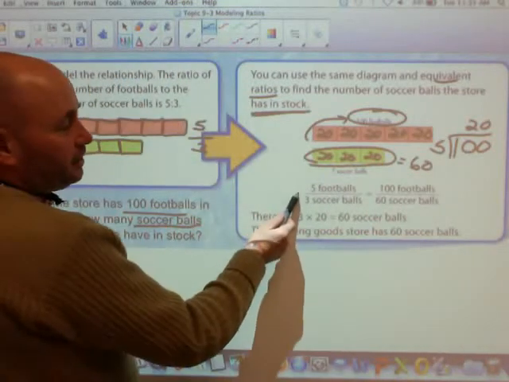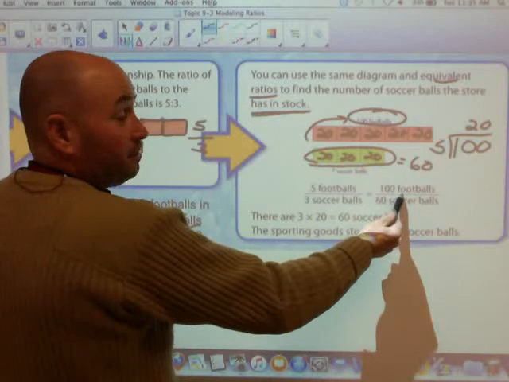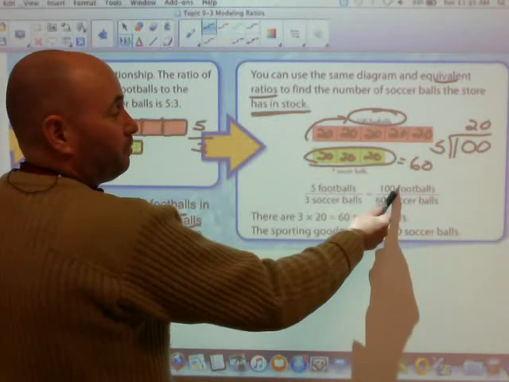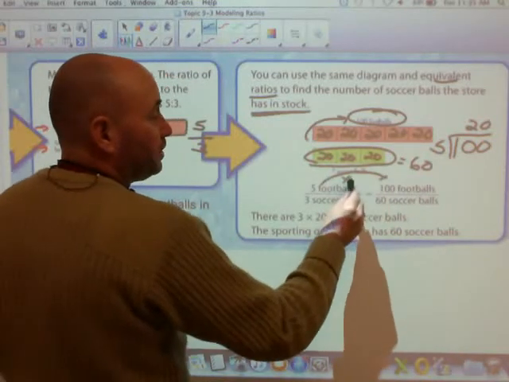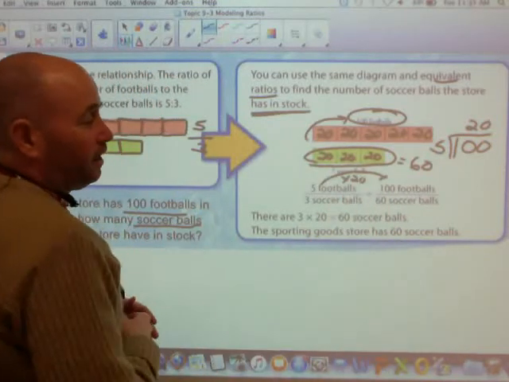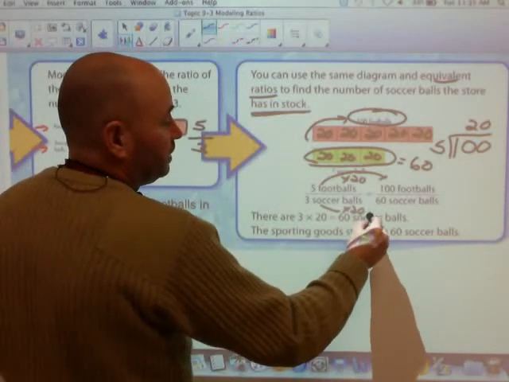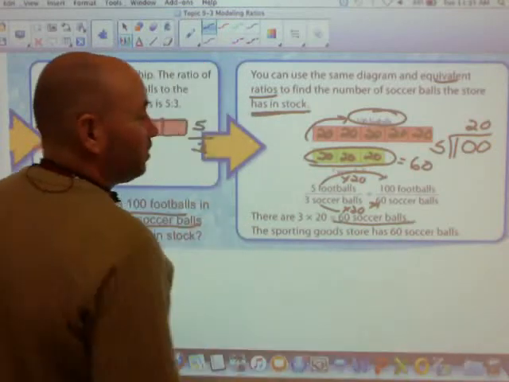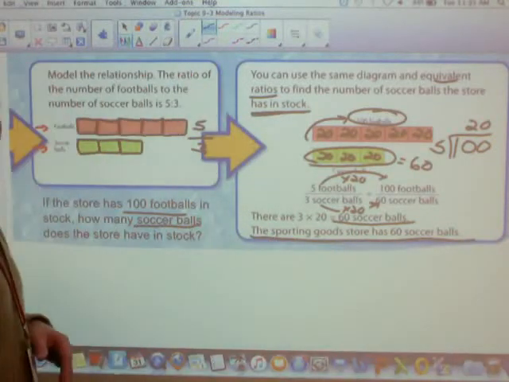So when you look at this, we have 5 footballs, and we have an equivalent amount of the 100 footballs, or we have used multiplication by 20 to get up there, and 3 soccer balls times 20 gives us 60. So that tells us there are 60 soccer balls in the sporting store in the stock room.